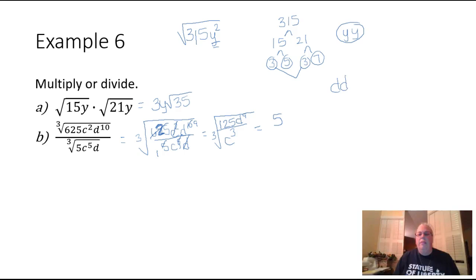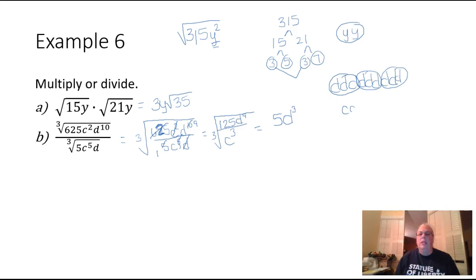All right. Now let's look at the variables. Here's our d to the 9th, which breaks down like so. All right. There's 3 d's. There's a group of 3. There's a group of 3. That means I can bring a d out. And I had 3 groups of them. And I didn't have any left over, so there won't be any d's staying underneath the radical there.